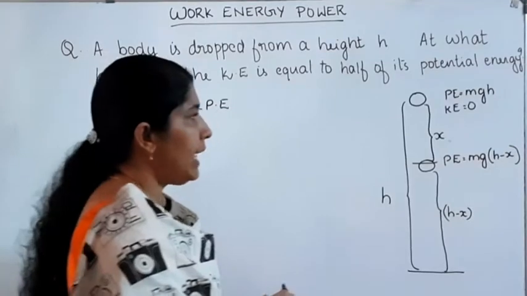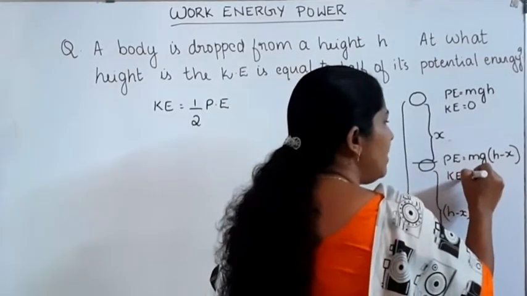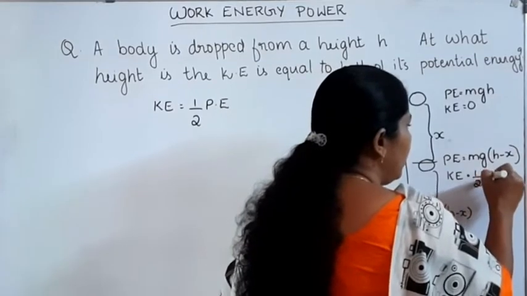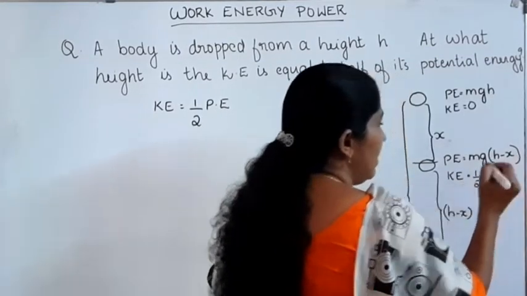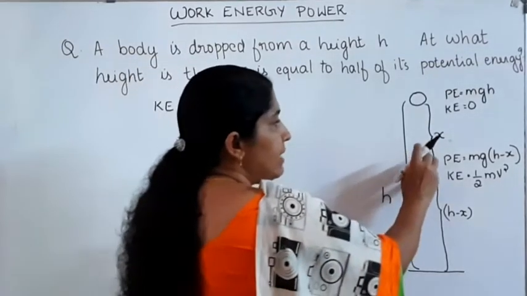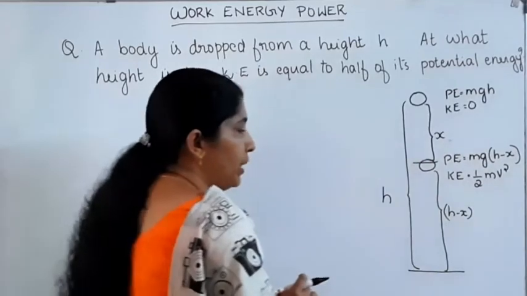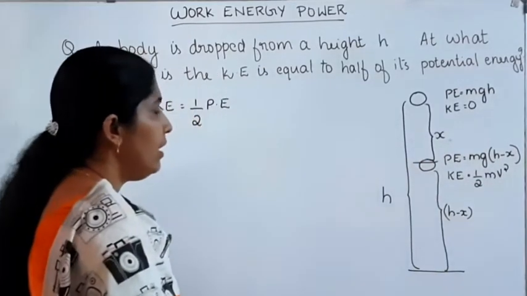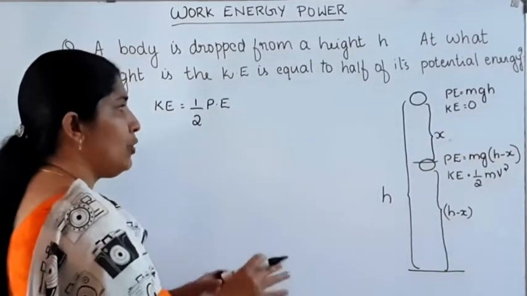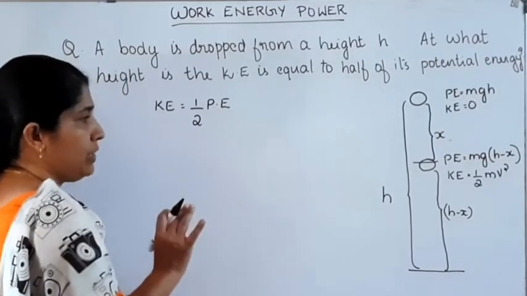Okay. What about the kinetic energy at that position? Kinetic energy is not equal to 0 and it's equal to half mv square. We don't know about that. Then half mv square is the kinetic energy. Okay, now we can take this as the position at which the kinetic energy becomes equal to half of the potential energy. We don't know about that, but assume that's the position where the kinetic energy is equal to half of the potential energy.